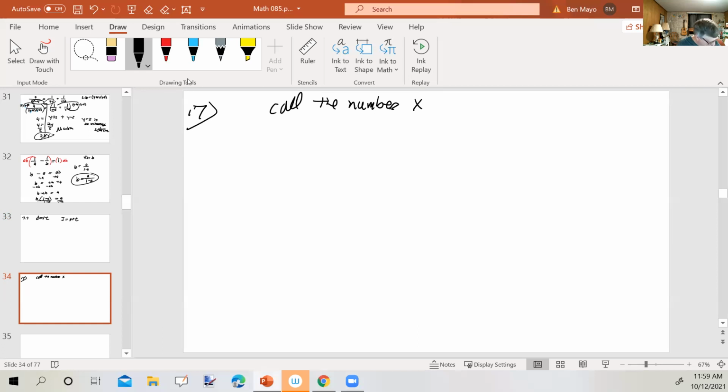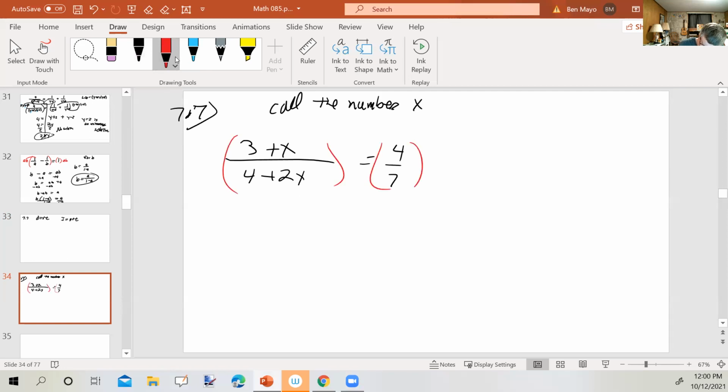This is again 7.7. Call the number x. If a number is added to the numerator of 3/4 and twice as much is added to the denominator, the result is 4/7. Find the number. So we could multiply both sides by the LCD, which is 7 times 4 plus 2x.